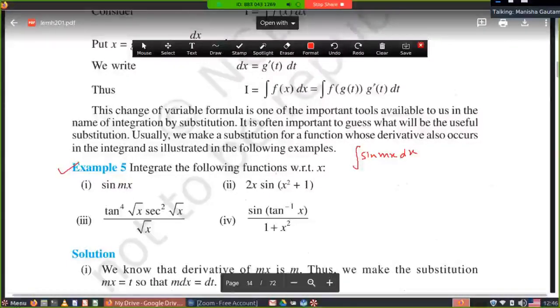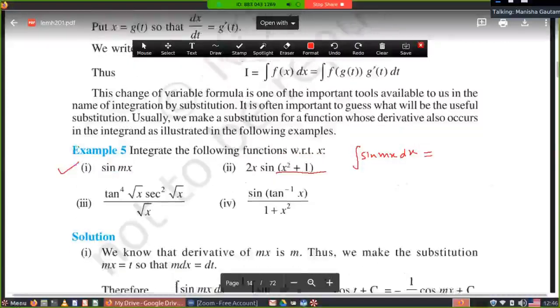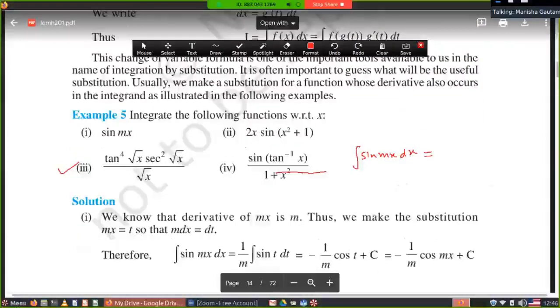It is given to you. Integrate the function with respect to x. Now, as you know, integration of sin x is minus cos x, but here it is not x, it is mx. So divide by the coefficient of x, that is m, plus constant. This will be the answer if you do it directly.